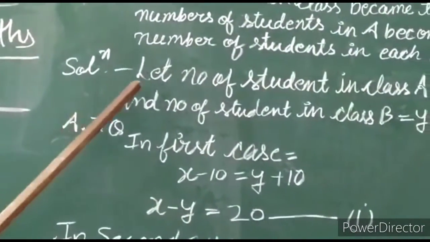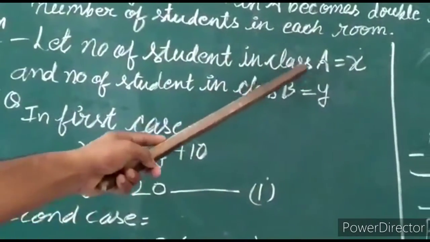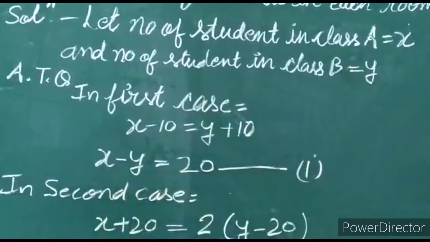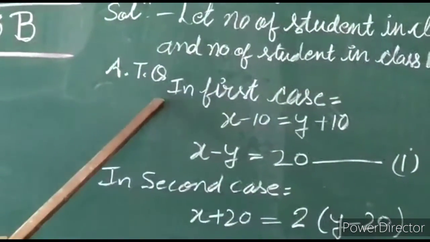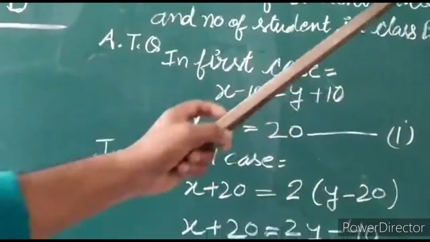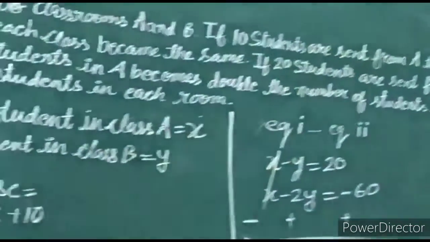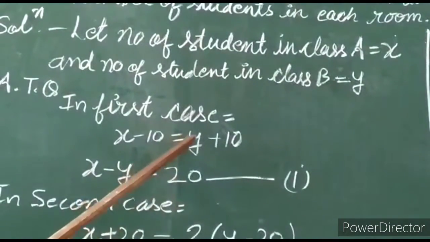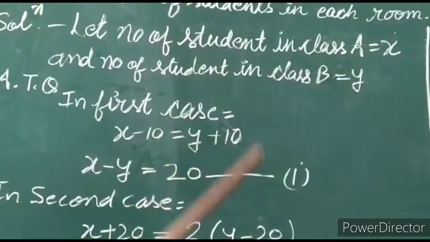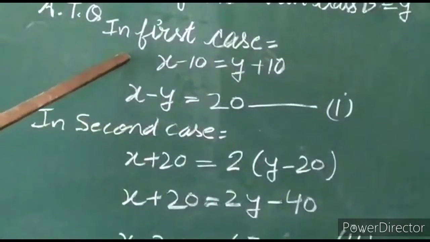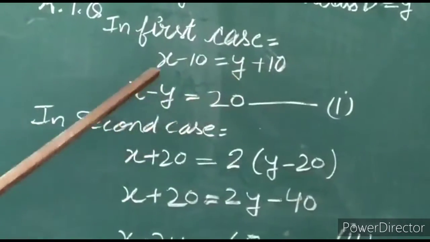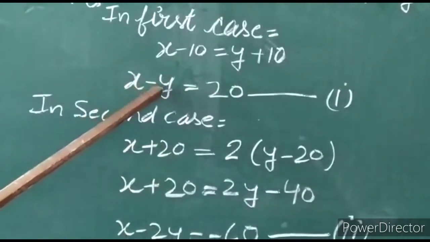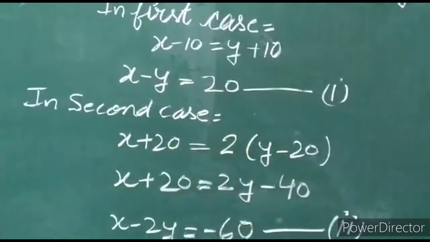Solution of this question will be, let the number of students in class A be x and the number of students in class B be y. Therefore, according to the question, in the first case, when 10 students are sent from A to B, the number of students in class A will be x minus 10 and in class B will be y plus 10. Since in this case the numbers are equal, x minus 10 equals y plus 10, and it will be x minus y equals 20, which is our equation first.